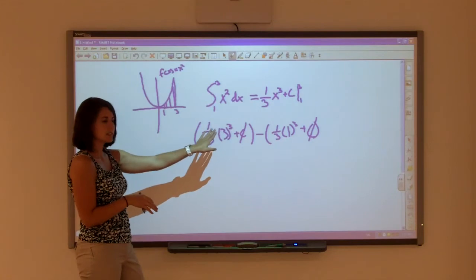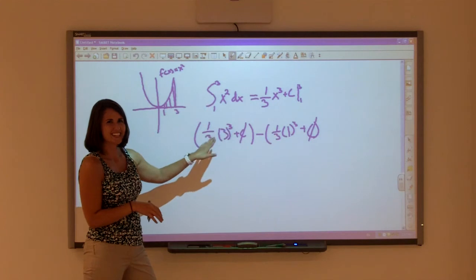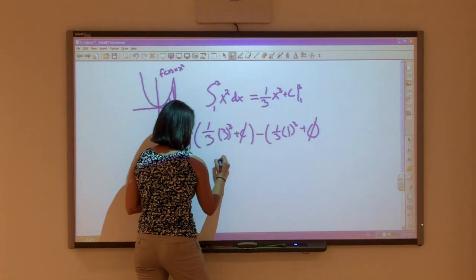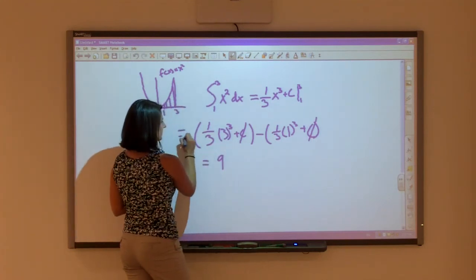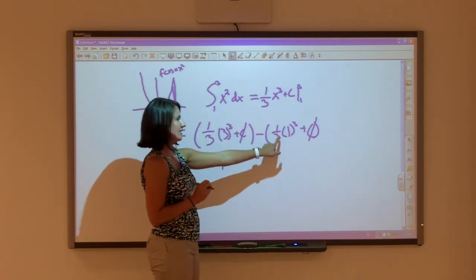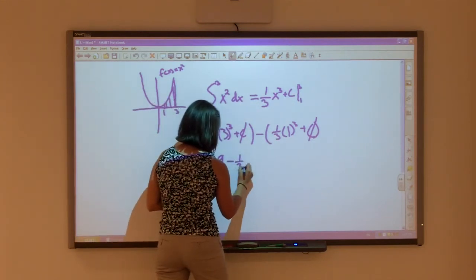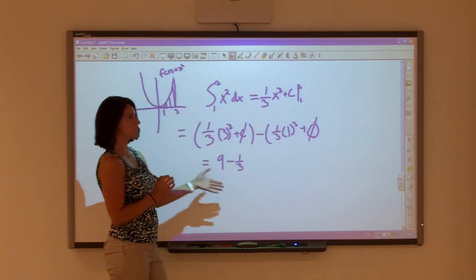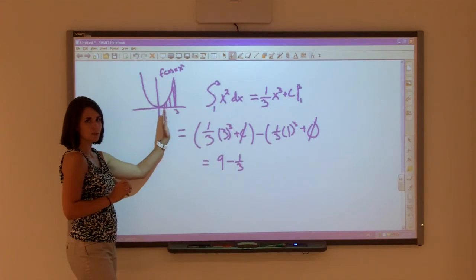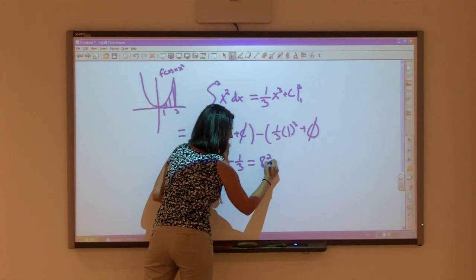So 3 cubed is 27. 27 divided by 3 is 9. So this is all equal to 9. Minus 1 cubed is 1, divided by 3 is 1/3. That's all it is. We just found that the area under x squared between x equals 1 and x equals 3 is equal to 8 2/3.